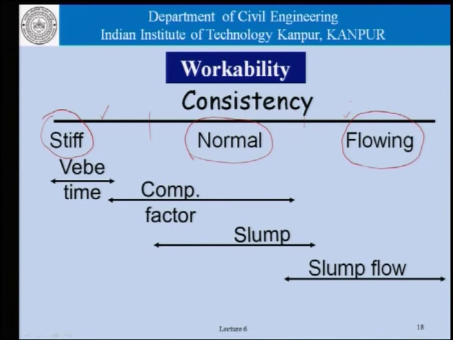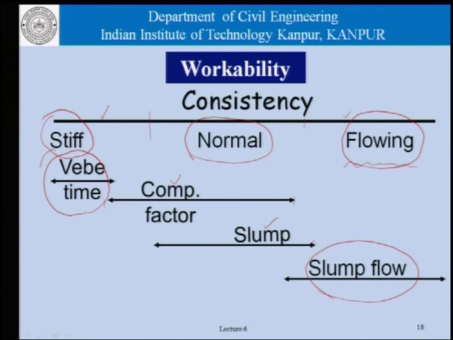So, as far as the methods for measuring quantitatively the workability of normal concretes are concerned, we have two tests, the slump and the compaction factor. There is a slightly different range over which these tests help us differentiate between two concretes. When we go towards stiff concrete, the workability is better represented by a test called the VB time. When we go into the regime where the concrete begins to flow, then the workability is better represented by a test like the slump flow.